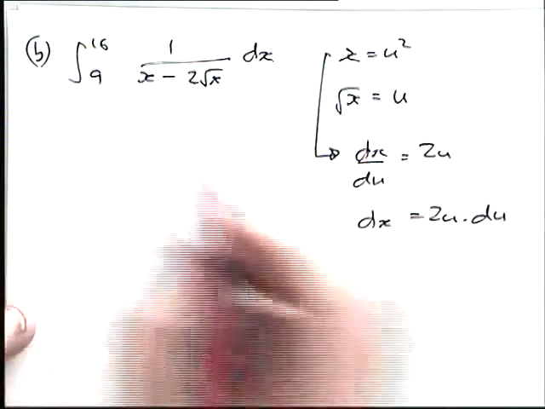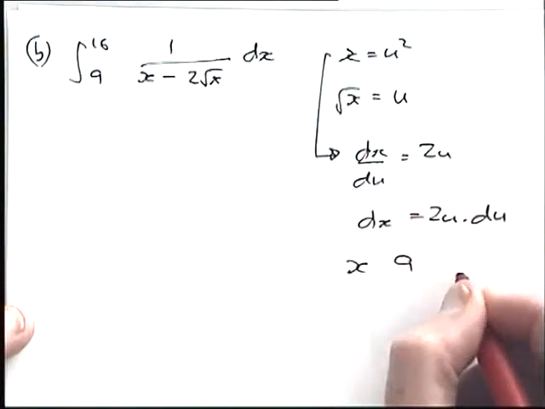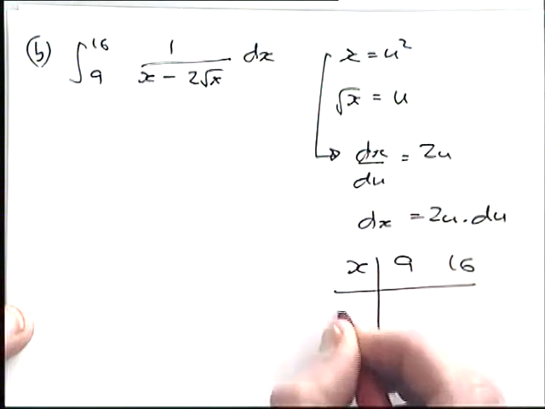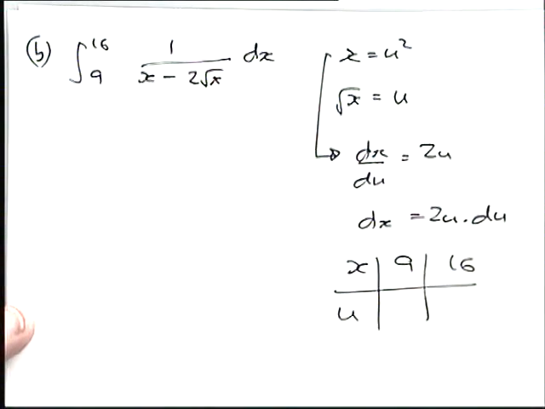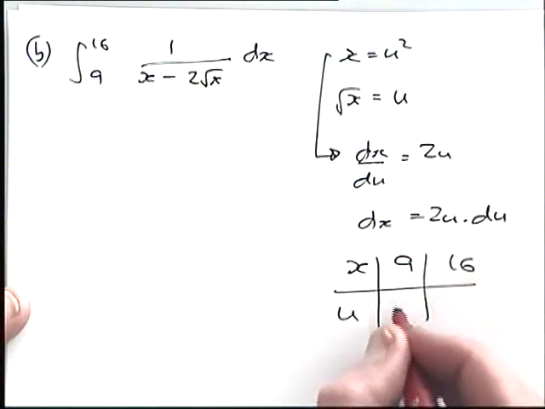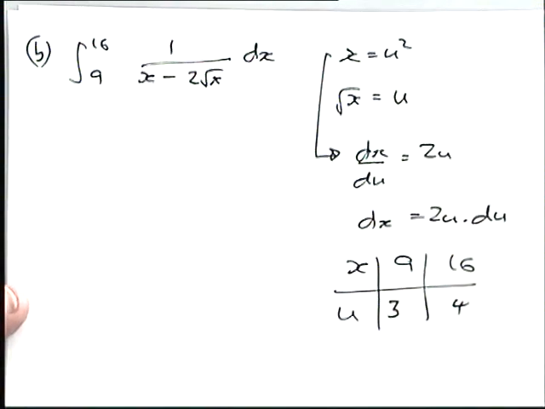I've got limits, so I have x numbers of 9 and 16. Then I need to change those into u numbers. How do I do that? Well, here I know that u is the square root of x. So what will my new limits be? What are the square roots of those two numbers? 3 and 4. Yeah.